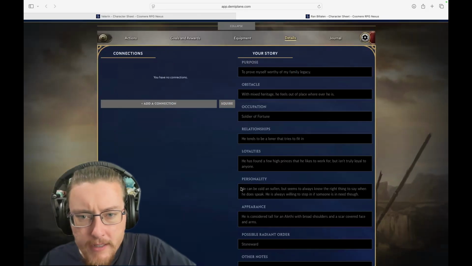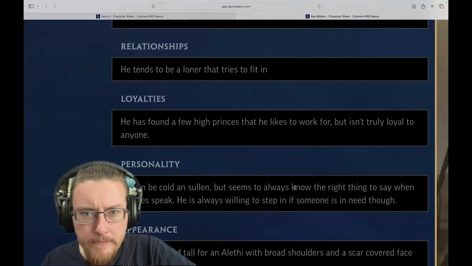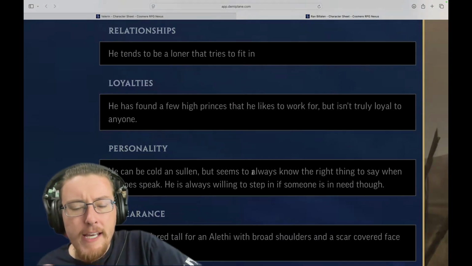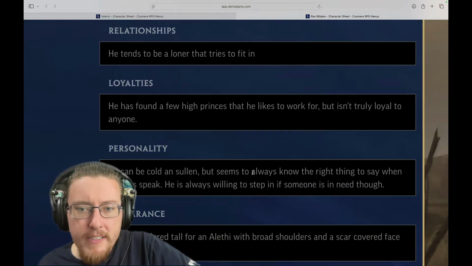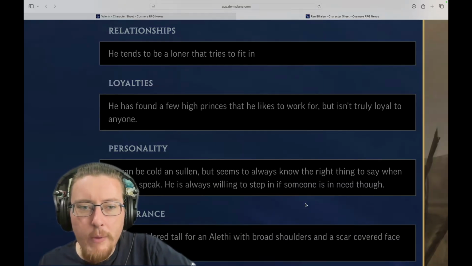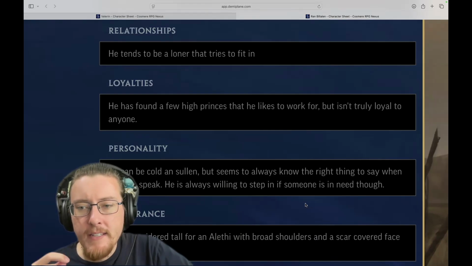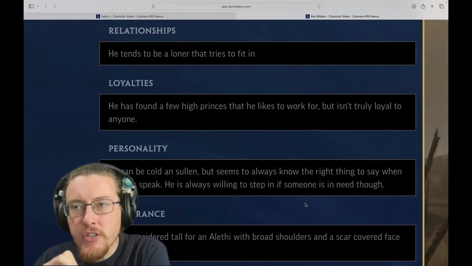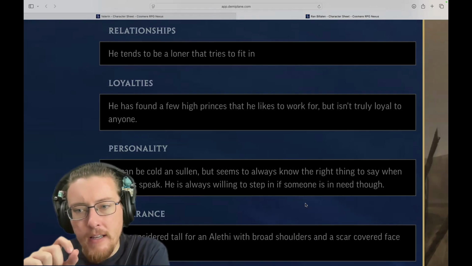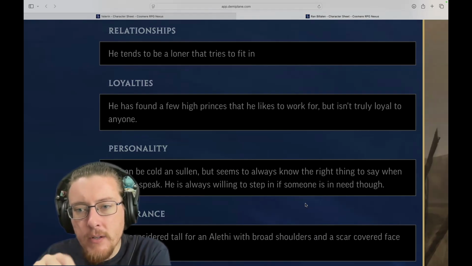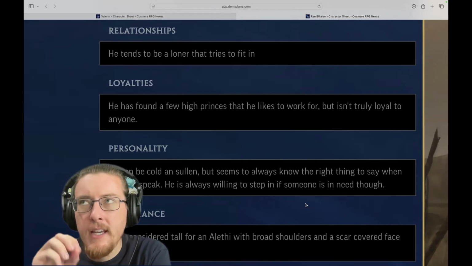Personality. And I know this could be hard to see, so let me zoom in here. There we go. Personality. He can be cold and sullen, but seems to always know the right thing to say when he does speak. He is always willing to step in if someone is in need, though. Now, there's an interesting thing you can do with this. It says he always knows the right thing to say when he does speak.